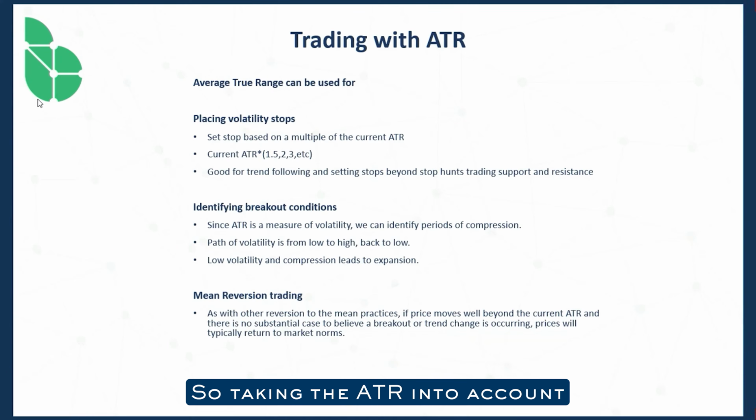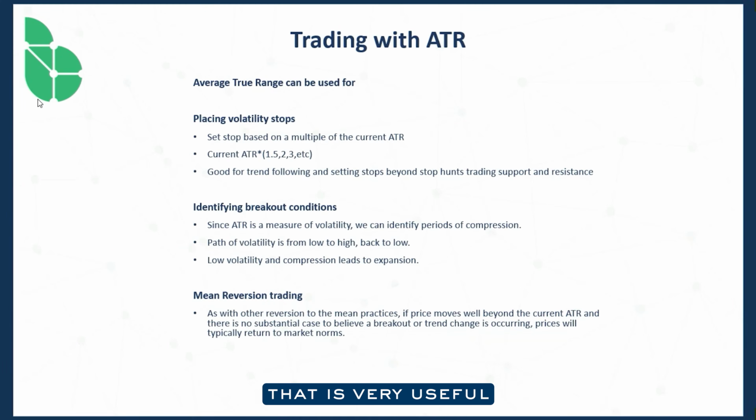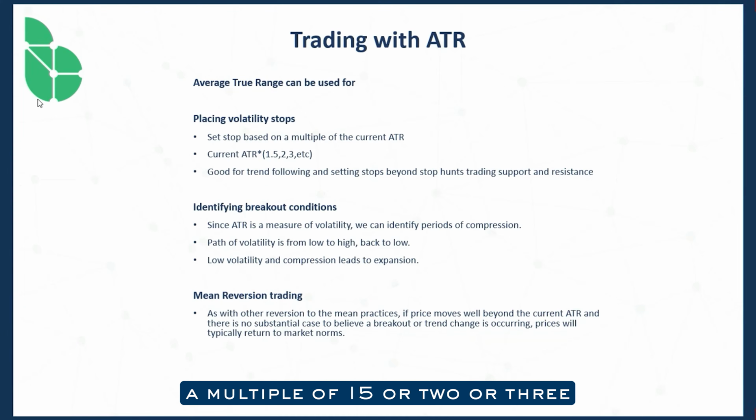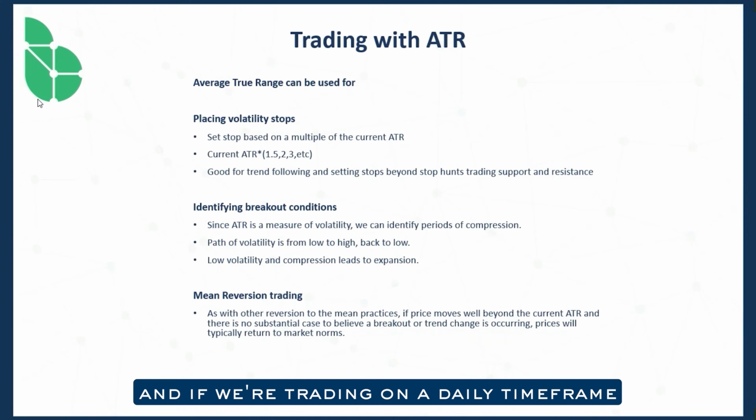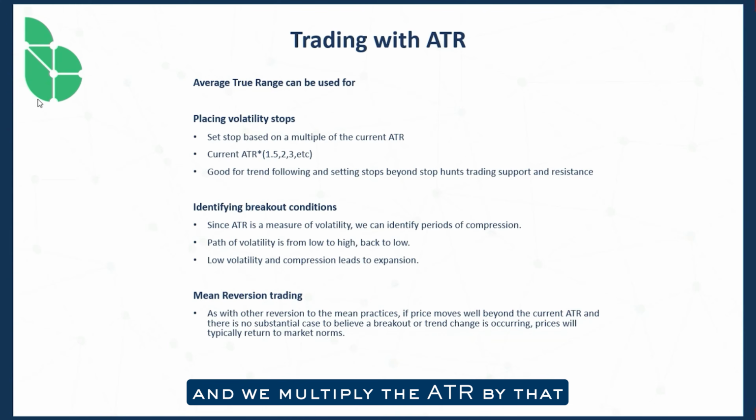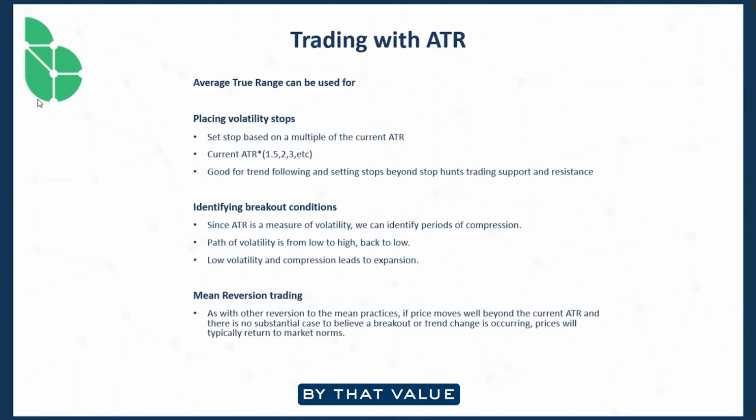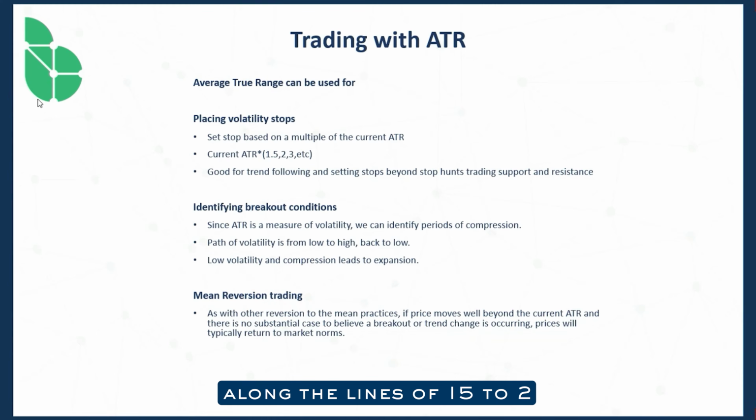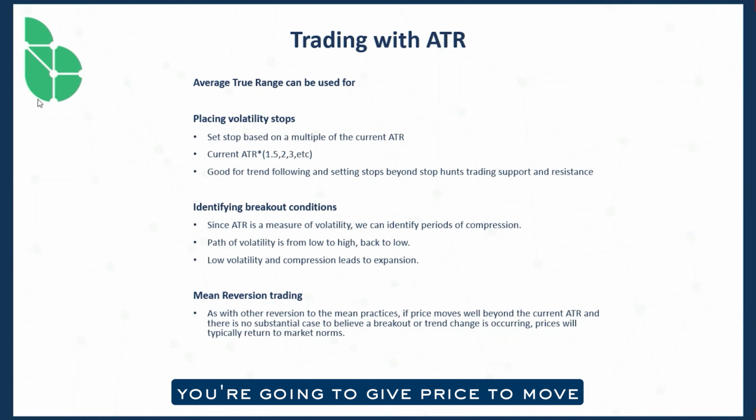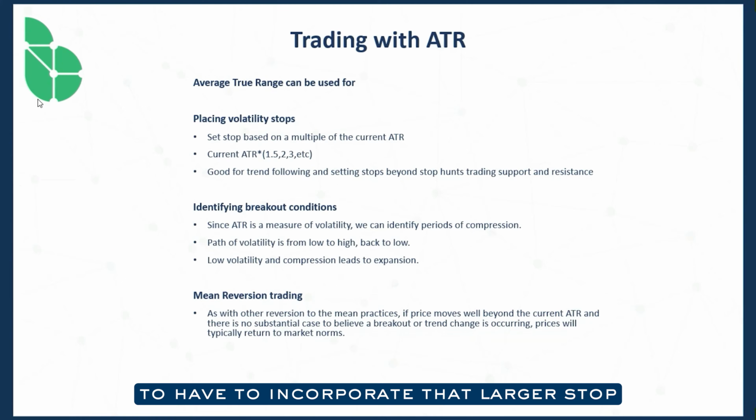So taking the ATR into account is going to be very useful, and this is the premise behind a volatility stop. We take a multiple of 1.5 or 2 or 3 and multiply the current ATR by that value, if we're trading on a daily time frame. Standard would be somewhere along the lines of 1.5 to 2. Obviously, the larger the multiple you use, the more space you're going to give price to move. But when you're position sizing properly, this means you're going to be risking less because you're going to have to incorporate that larger stop.